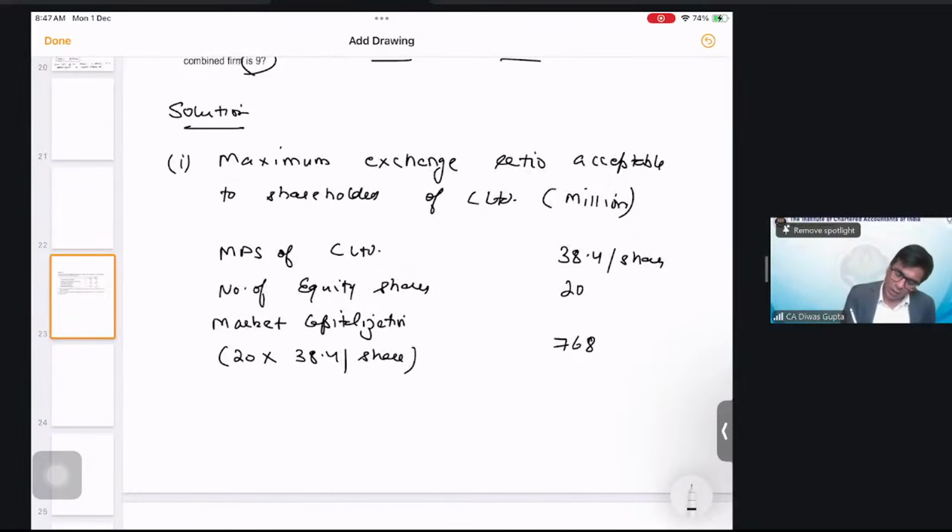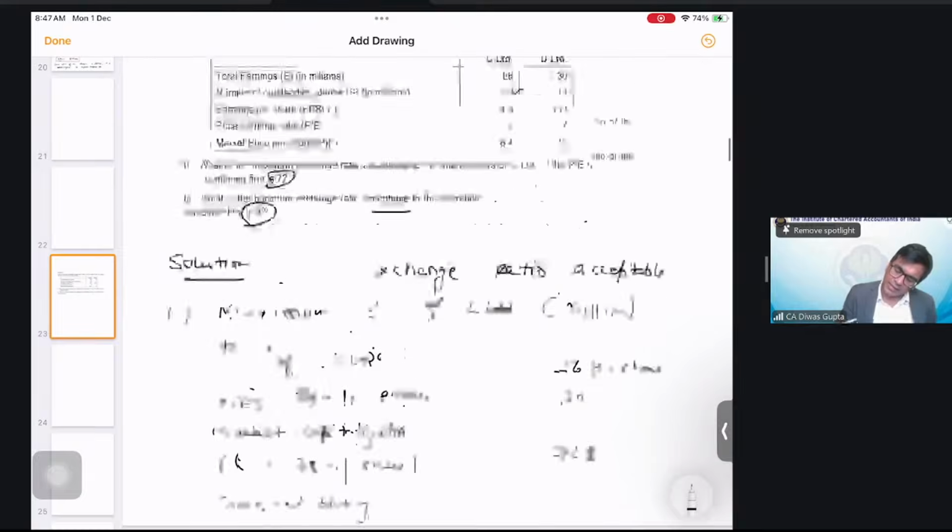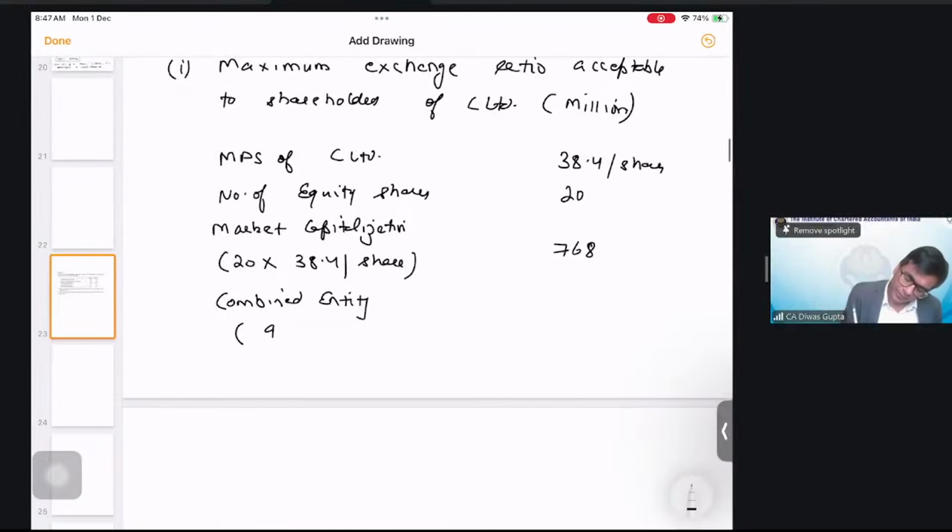Combined entities earnings is how much? Now we have been given the combined entity's P/E ratio, so we'll have to arrive at the combined entity's earnings as well, right? The combined entity's earnings is 96 plus 30. So overall we have 126 million of combined earnings. Let's write it like this: combined entities earnings is 126.